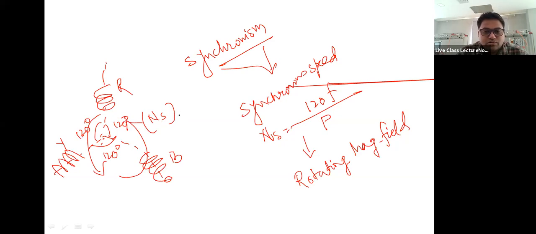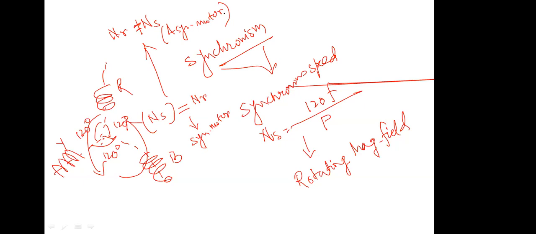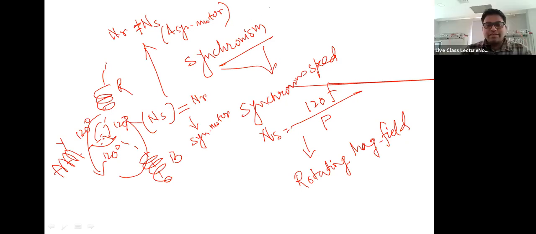And if the rotor can move with a speed equal to that of Ns, then it is called a synchronous motor, right? If the rotor of the motor cannot move with the synchronous speed, it is called an asynchronous motor. Done? Is it okay? Yes, sir. So that is the major difference between the two.